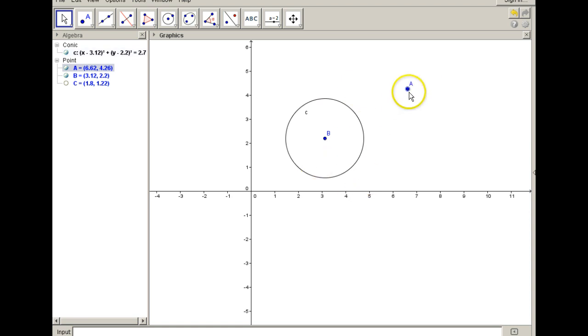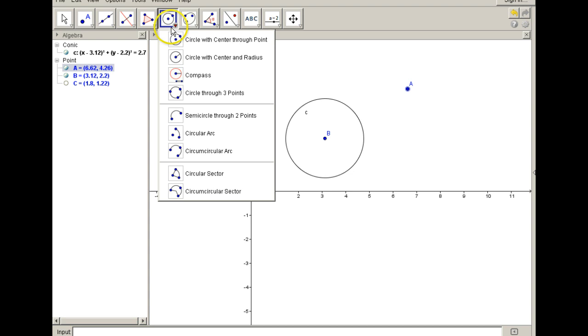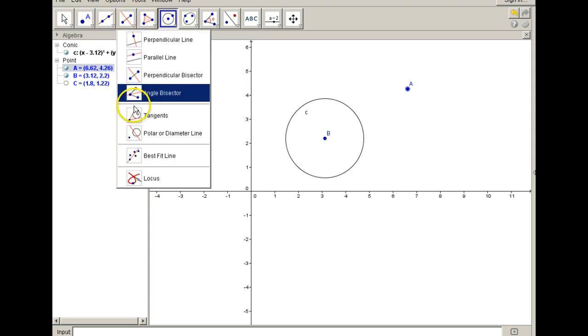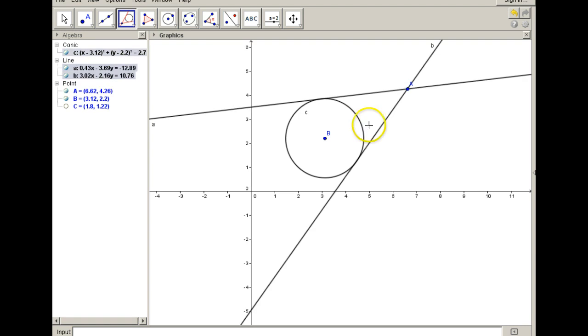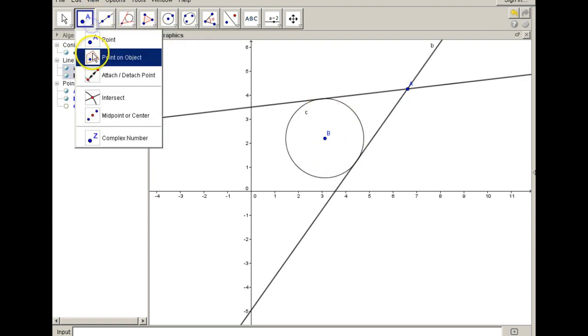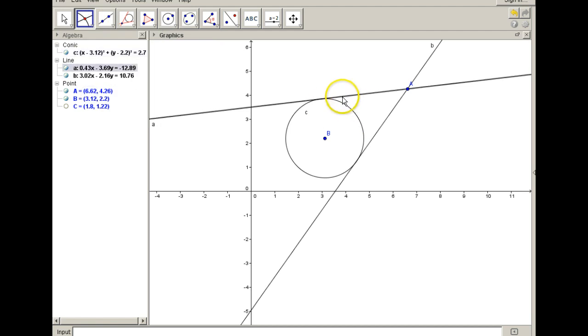The key to this is to remember that the tangent lines have a special property. Now the easy thing to do right here would be to go in the construction menu and just say, where are the tangents? So let's do that. Let's find the tangents, and there they are. What is the property that we remember? Let's find the intersection point between the tangent line and the circle.